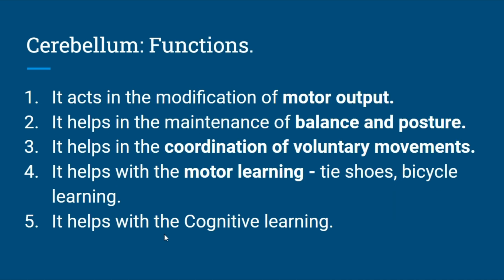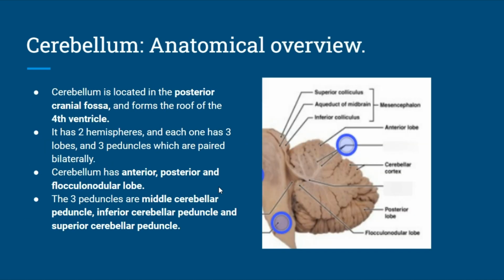So what are the functions? There are four or five basic functions that the cerebellum has to look after. The very first one is the modification of the motor output. Then it helps with the maintenance of balance and posture. It also helps in the coordination of voluntary movements. It helps with motor learning, so if you want to learn tying shoes or bicycle riding, it helps with that. And finally, it helps with cognitive learning as well.